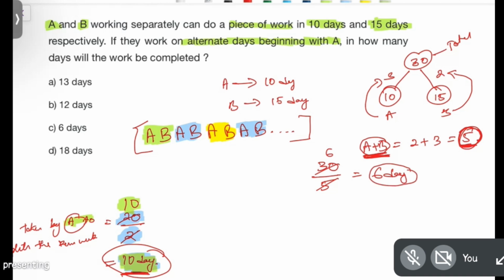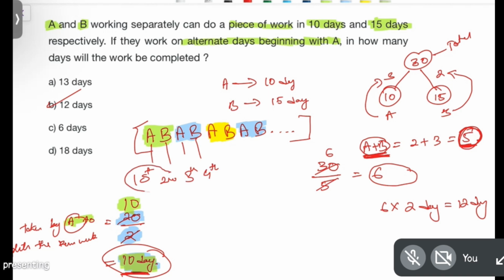But A and B together means we are talking about 2 days, right? So 6 I need to multiply with 2. I won't write days here so that it will not confuse you. So 6 multiplied by 2 days is equal to 12 days. That's our answer, so our answer is 12. Why 12? Like I told you earlier, I'm just repeating again. I'm taking A and B together, which means I'm talking about the first day, and this is the second day, and this is the third day, and this is the fourth day, and so on.